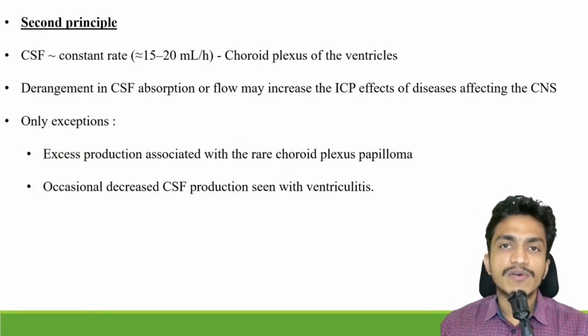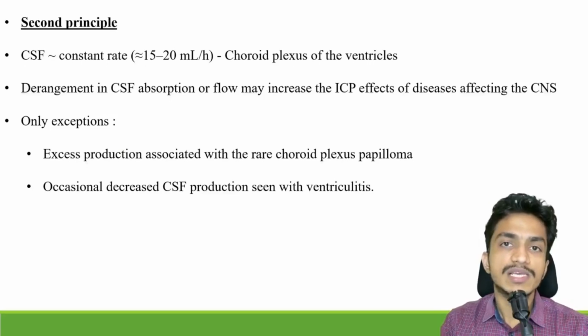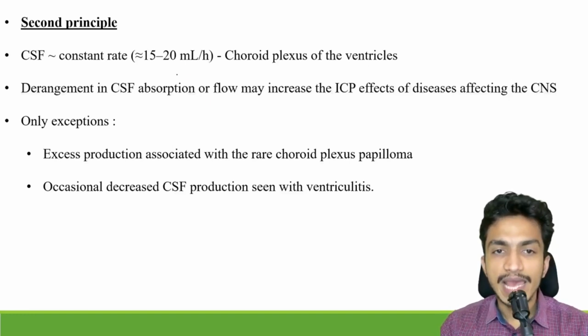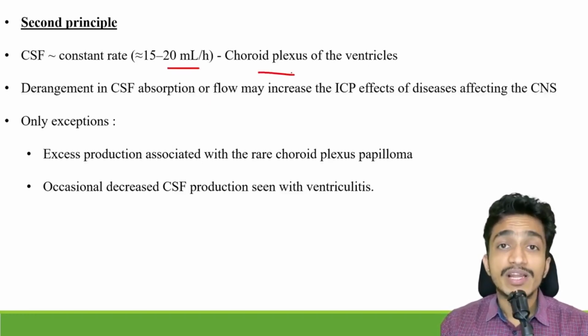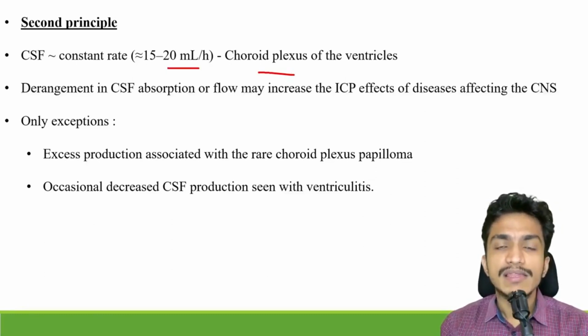Coming to CSF, I've covered the route along which CSF flows through the ventricles in the video from Bailey. Now, CSF production occurs at the rate of 15 to 20 ml per hour from the choroid plexus. Any pathology which affects the normal transport, whether due to communication problems or any kind of obstruction, will increase the CSF pressure.